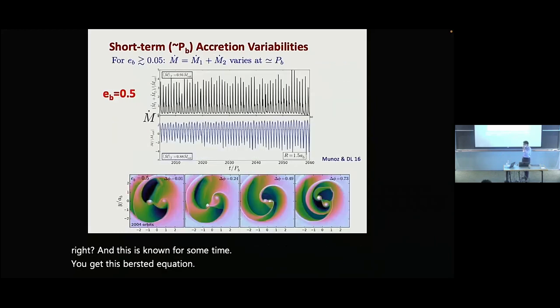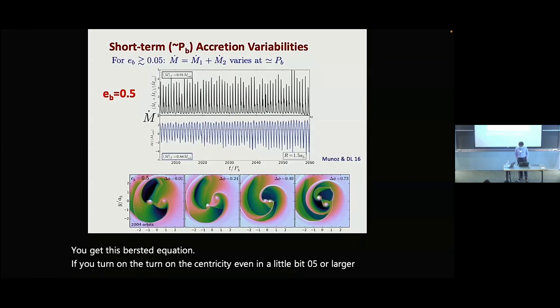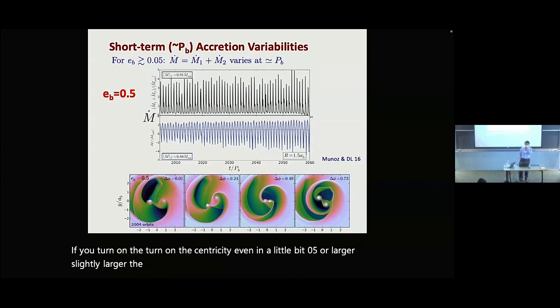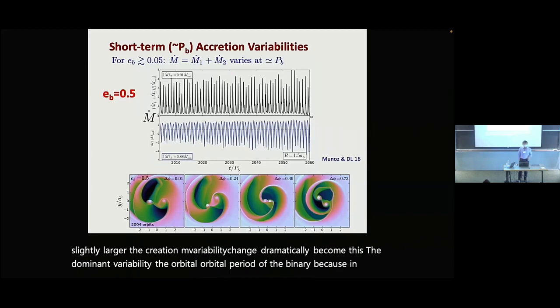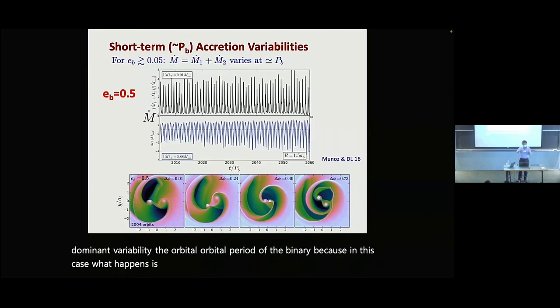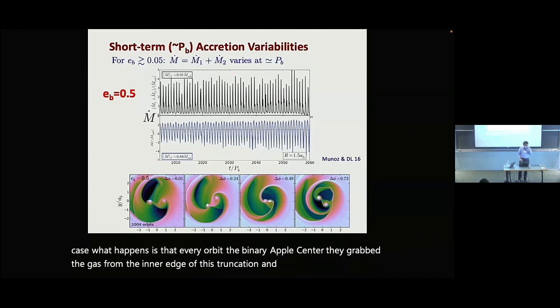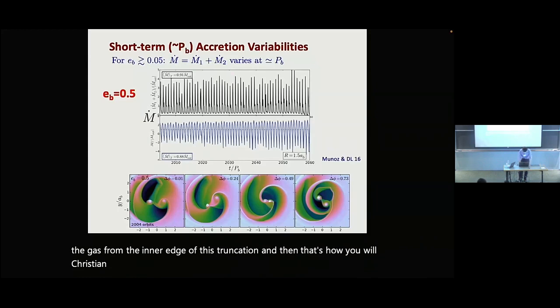Now, if you turn on the eccentricity even a little bit, 0.05 or slightly larger, the accretion M dot variability changes dramatically and becomes this. The dominant variability becomes the orbital period of the binary, because in this case, what happens is that every orbit, the binary at pericenter grabs the gas from the inner edge of this truncation, and that's how your accretion works. So that's short-term variability.